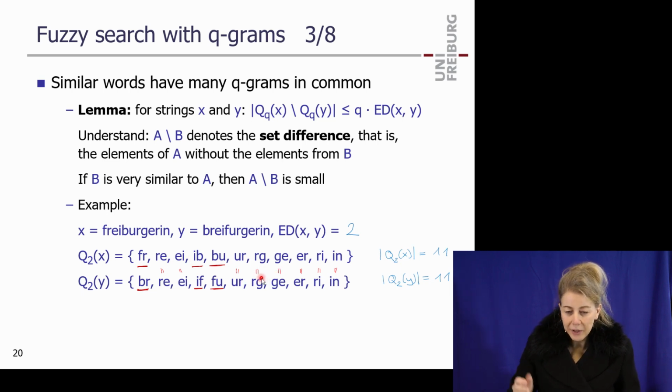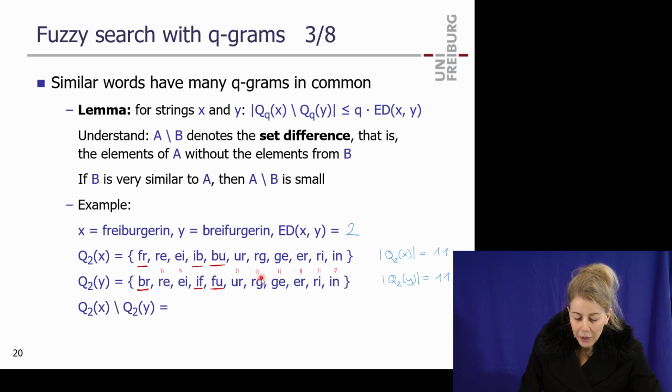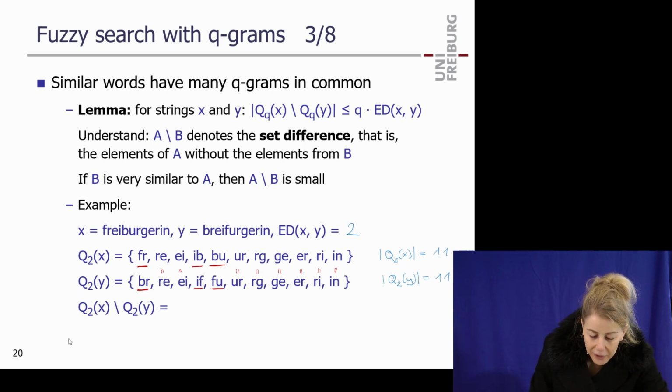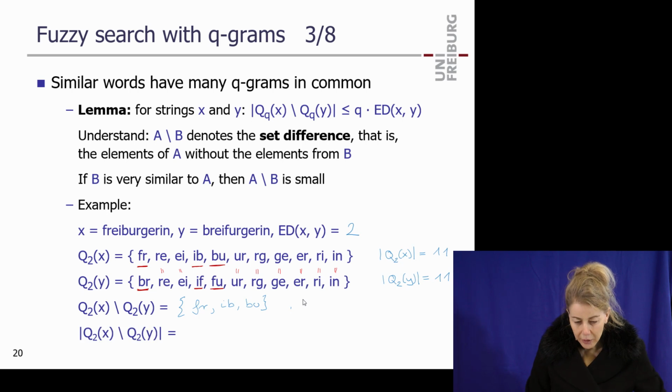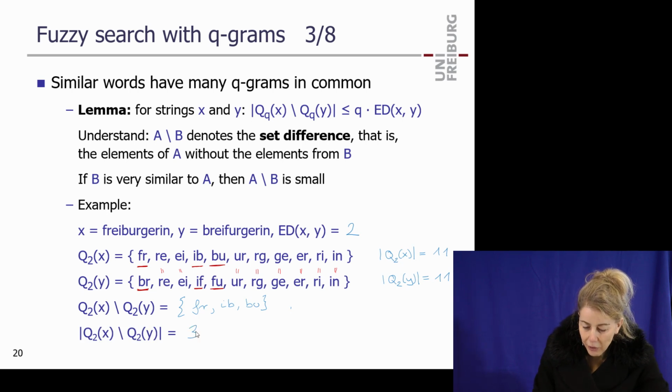And now let's look at what the lemma says. What is set difference here? If I take the set on the top and I remove everything that's also in the set at the bottom, so it's set difference. What remains? Then what remains are just the different ones, right? So what remains is rI, ib, and bu. So this is what set difference is about. And so the number of these is just 3.